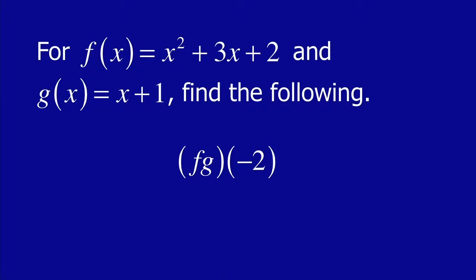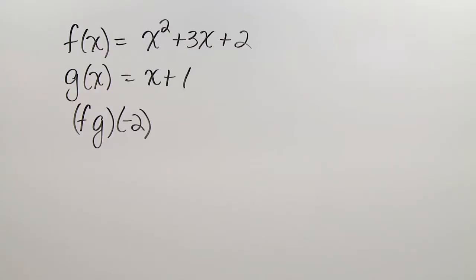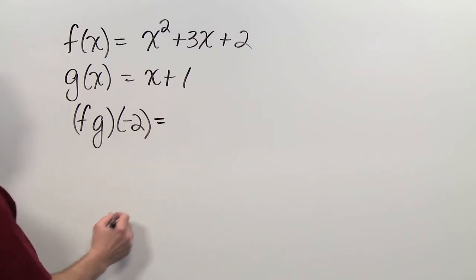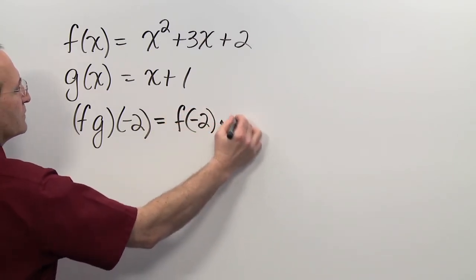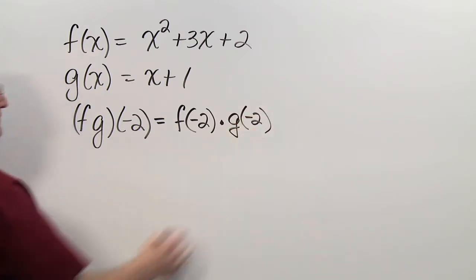For f of x equals x squared plus 3x plus 2 and g of x equals x plus 1, find the following. F times g of negative 2. We begin by rewriting this as f of negative 2 times g of negative 2.